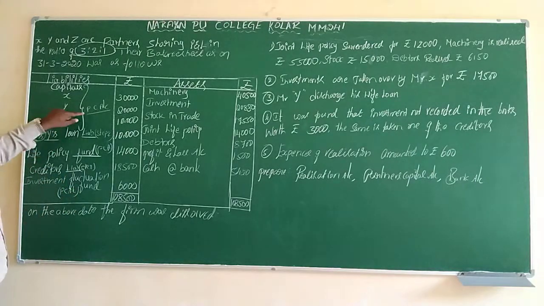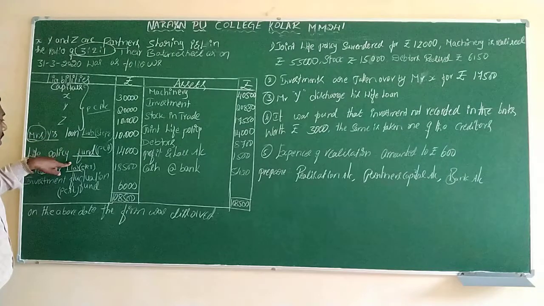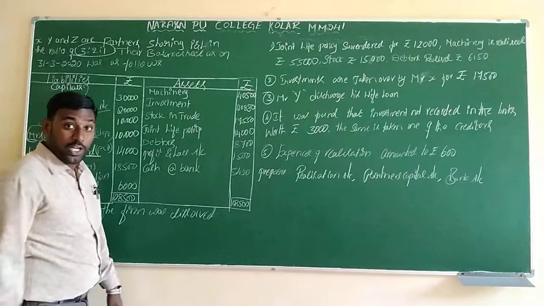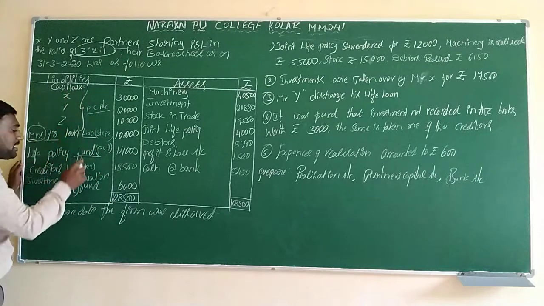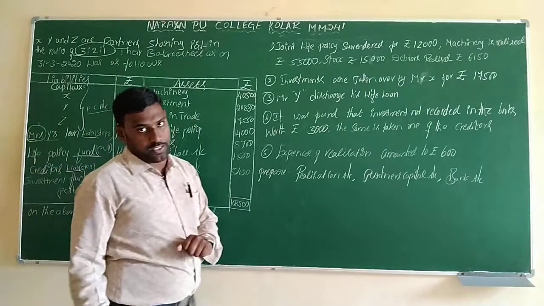So in the partners capital account, how many transactions are there? Capitals, that is one, and Mr. Y's loan, which will come in step number 2. It will also get the life policy fund and the investment fluctuation fund. Joint life policy fund: if the term fund is used on the liability side, it belongs to the partners capital account. So these are the new transactions.